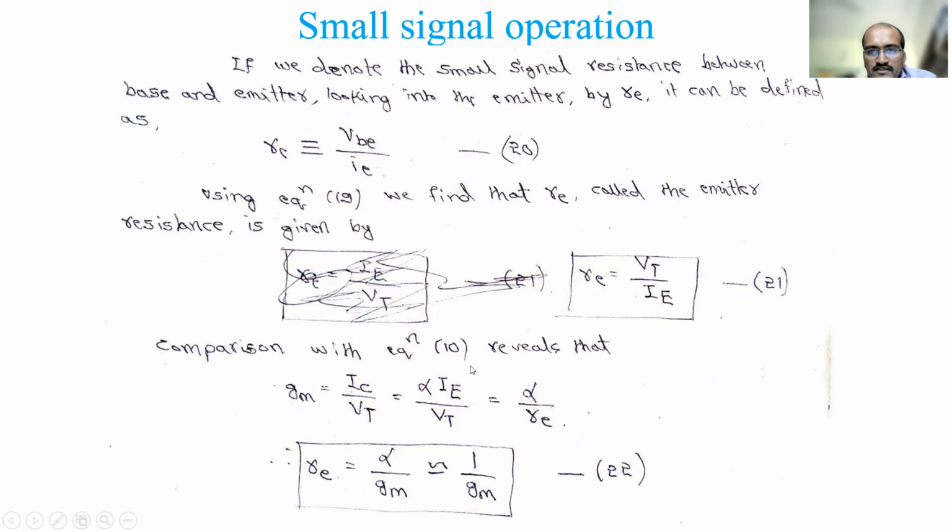We can again compare it by substituting GM. I can try to bring it in terms of GM. You know that GM is equal to IC by VT. For IC I will substitute alpha times IE, so GM is alpha times IE by VT. VT by IE is nothing but RE, so alpha by RE came. So from this, RE is nothing but alpha by GM. Alpha is approximately 1, right? It is 0.9 to 0.99, so we can approximate it to 1. That's why the RE value is given as 1 by GM.